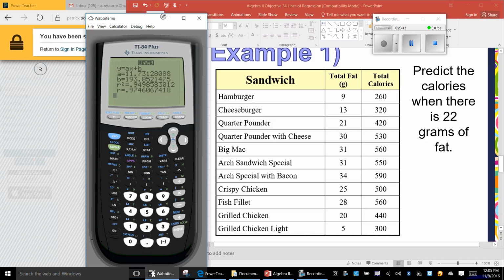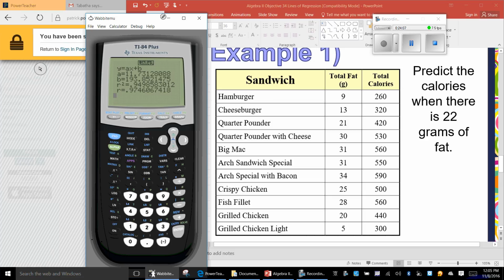And that makes sense: generally, not always, but generally, the higher the fat, the higher the amount of calories. So it will be linear, and an R value of 0.97 is a pretty strong line. Okay, so what we're going to do is put the equation into y equals.